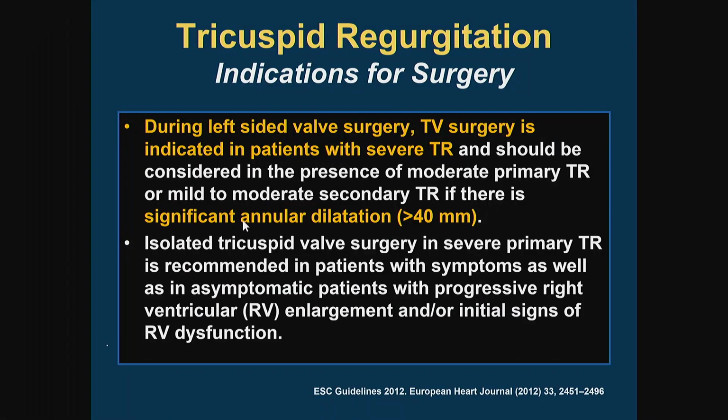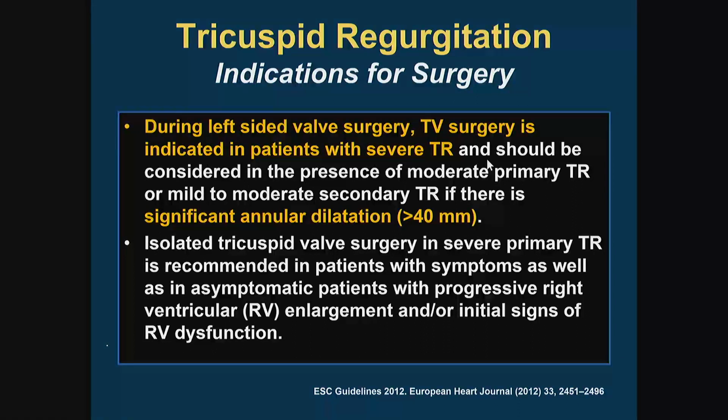Well, there are two class 1 indications by the guidelines. The first is that if patients are already in the operating room undergoing left-sided valve surgery, for example, to remedy aortic or mitral pathology, tricuspid valve surgery is indicated if patients have severe tricuspid regurgitation.